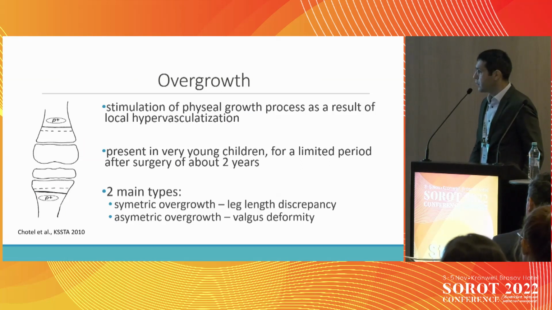There is also the possibility of having overgrowth deformities, which result due to the stimulation of the physeal growth process as a result of hypervascularization, which is present generally in young children for a limited period after the surgery. And we may have two types of deformities: leg length discrepancy as a result of symmetric overgrowth, or valgus deformity due to asymmetric overgrowth.